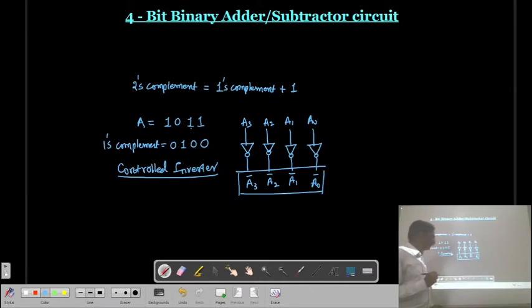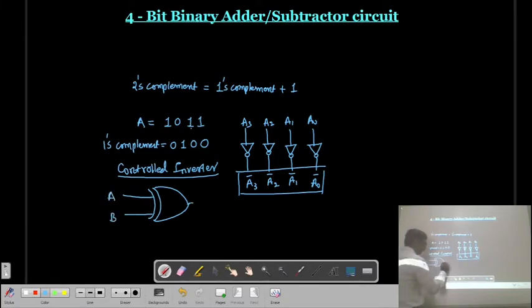This controlled inverter can be made with the help of an exclusive OR gate. The exclusive OR gate has a useful property. What is the exclusive OR gate? It has two inputs, A and B, and Y is the output.